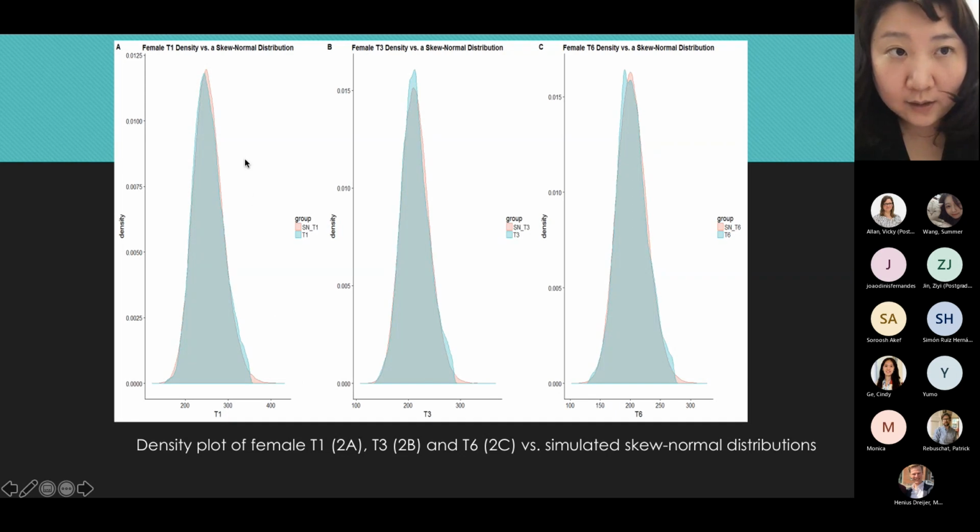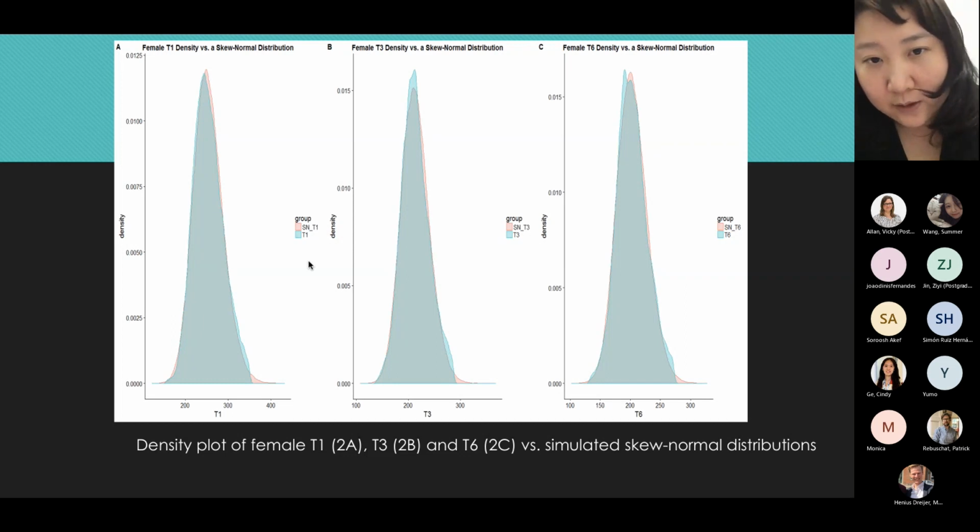So we fit the skew normal distribution to our data. After fitting the distributions, we simulated the distribution of the tones again, compared the simulated distribution to the original ones, and conducted some tests. Basically the tests would say that there is no difference between the simulated distribution and the original ones. So that means that we have a relatively good fit.